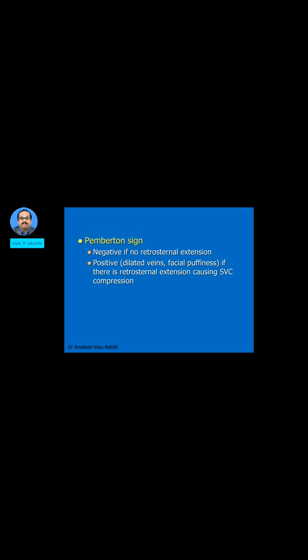So that would mean that the Pemberton sign suggests superior vena caval compression. Now, if the patient obviously had superior vena caval compression, then these dilated veins would be seen at the time of presentation itself. You would not have to do a Pemberton sign. This is a case which is likely to develop superior vena cava obstruction because there is a good amount of retrosternal thyroid tissue.